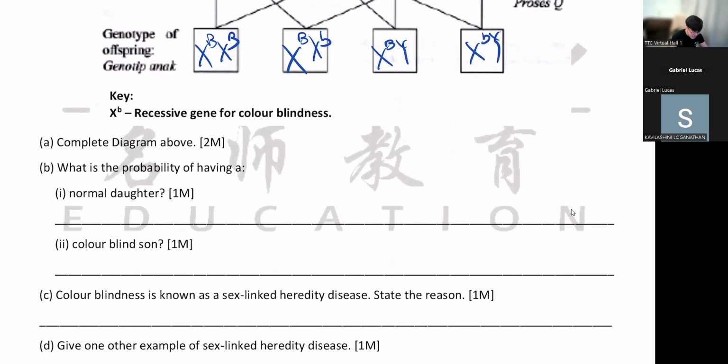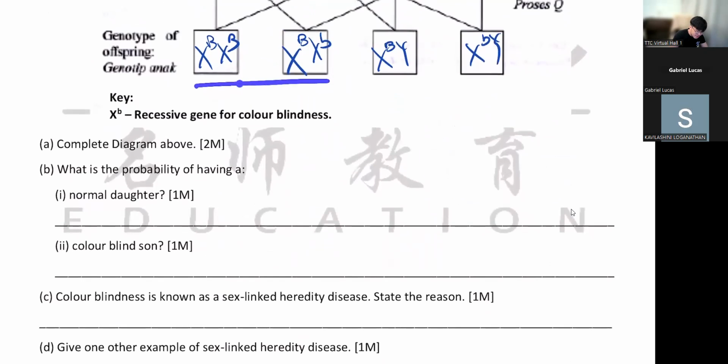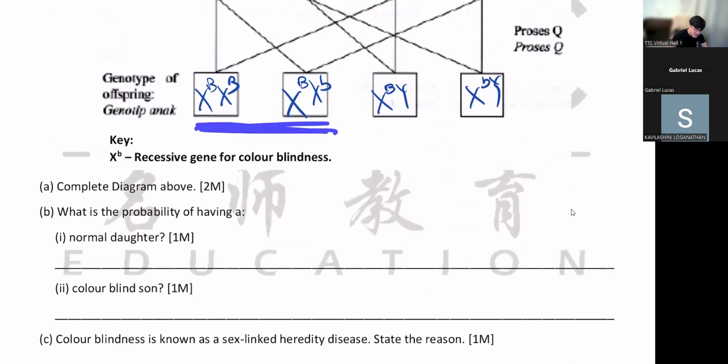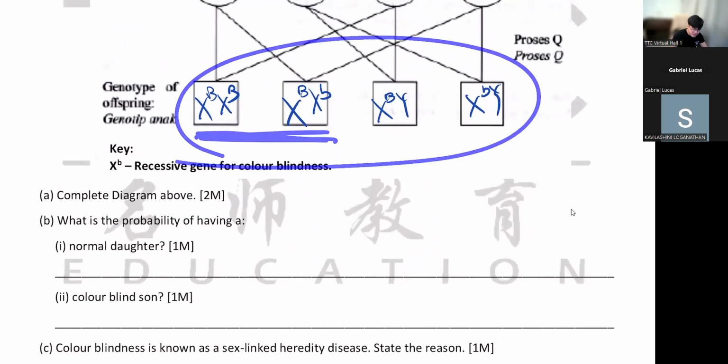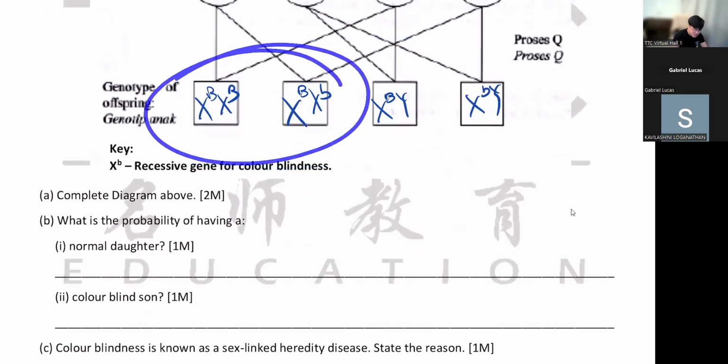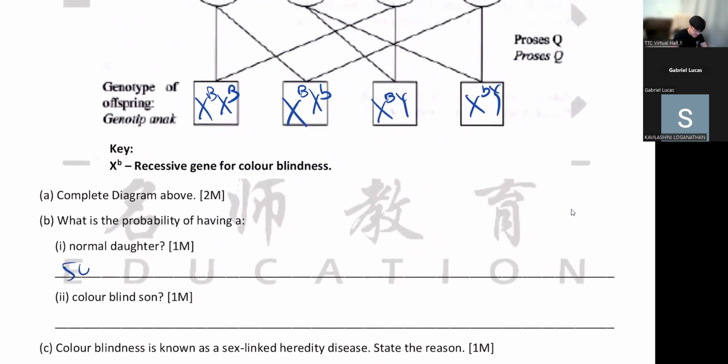So what is the probability of having a normal daughter? Normal daughter, we consider both of these normal. Out of 4 possibilities, you have 2 normal daughters. So the possibility is 50%, right? 2 out of 4, normal. We consider carrier as a normal.